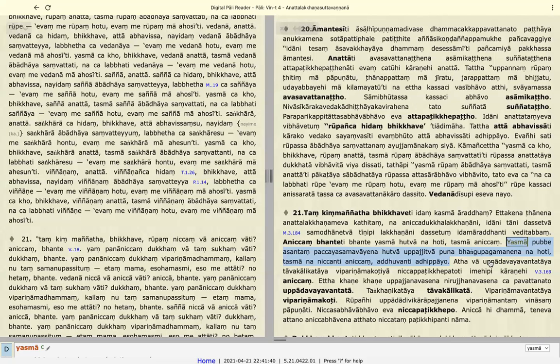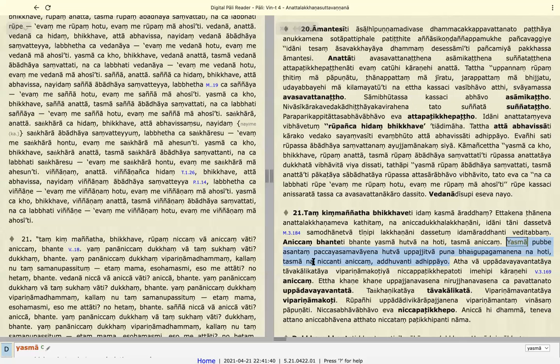Here, na hoti, we need to understand it as na uppajjati. Why do we understand hotvā as uppajjitvā? The previous explanation said uppajjitvā. Therefore, na hoti means na uppajjati. The rupa, vedana, sanna, sankhara, vinnana arise because of the combining of the previous causes. After arising, if they reach the bhanga moment, they cannot arise again. Another mind thought process, or another rupa process, will arise again and again.